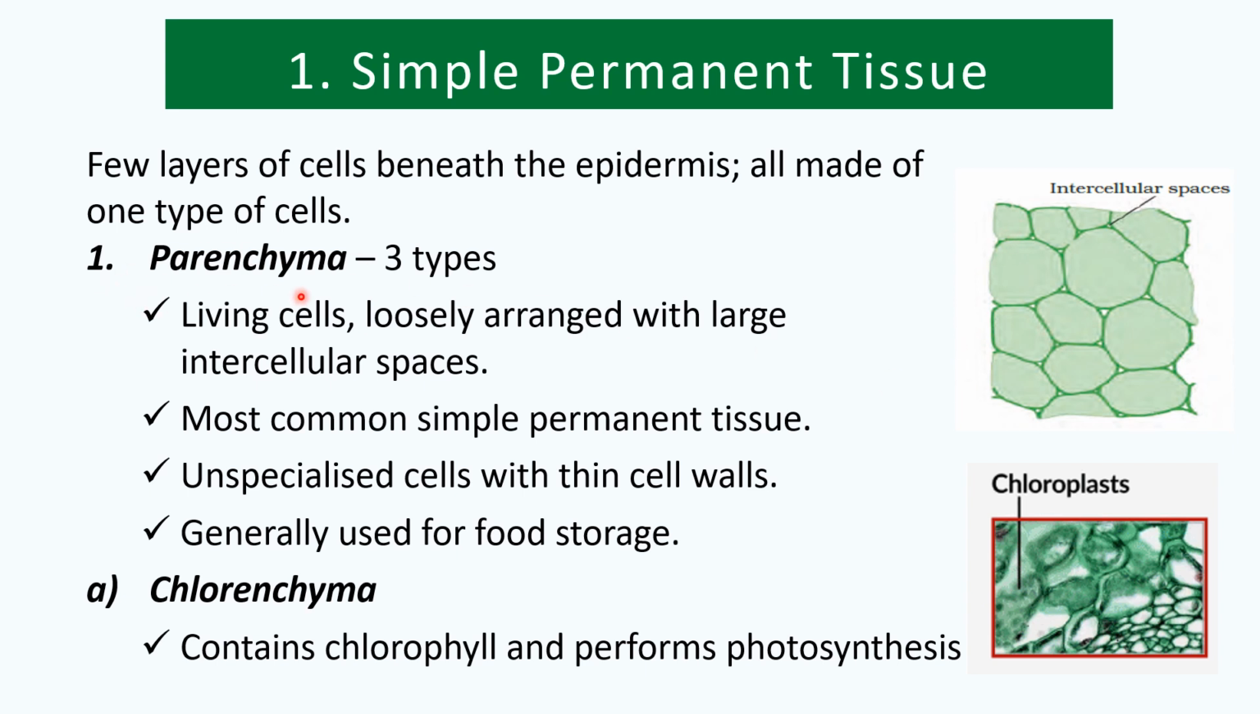Among parenchyma, the first subcategory is chlorenchyma. ये क्लोरेनकाइमा ऐसे सिंपल परमानेंट टिश्यूज हैं, ऐसे पेरेनकाइमा सेल्स हैं जिनमें क्लोरोफिल होता है. ओके, सो द पेरेनकाइमा which is a simple permanent tissue that contains chlorophyll is known as chlorenchyma. Right?